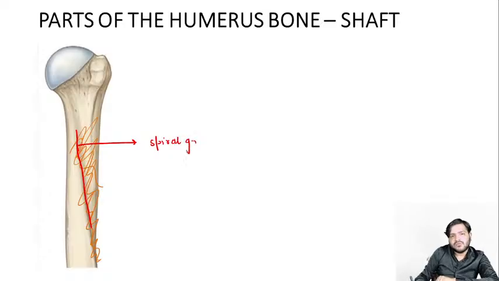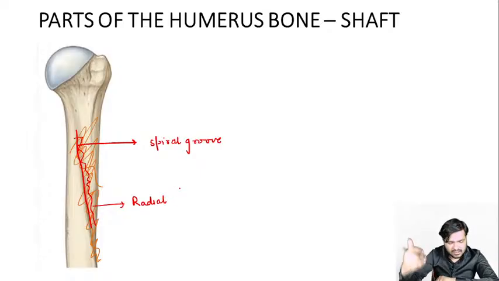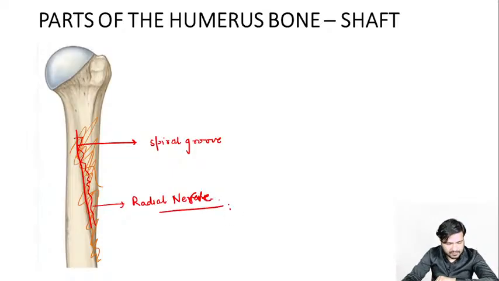This is the spiral groove, and the nerve that passes through the spiral groove is the radial nerve. And if a shaft of the humerus fracture is seen, then most likely the nerve will also be injured because it is just in continuation with the bone, in direct connection with the bone. That's why the radial nerve is most likely to be damaged in cases of fracture of the shaft of the humerus. Yes, Pooja, very good.